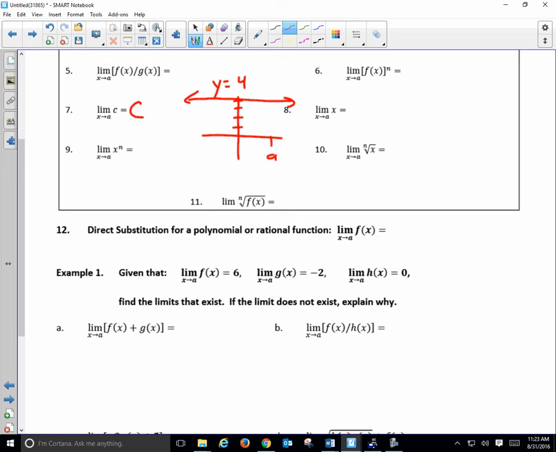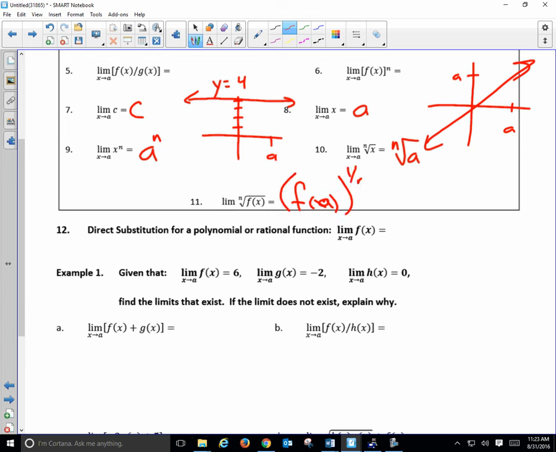How about if we have the function x? If I plug in a, what do you get? You get a. So whenever you're approaching a, the function will approach that value. And it works out very well that we can just simply plug in a to most of these situations. So if you have a polynomial, you can plug in a. If you have a radical function, you have the nth root of a in the scenario. If you have the nth root of a function, you can take that function of a to the 1 over n power. Those are all things that you already know how to do.